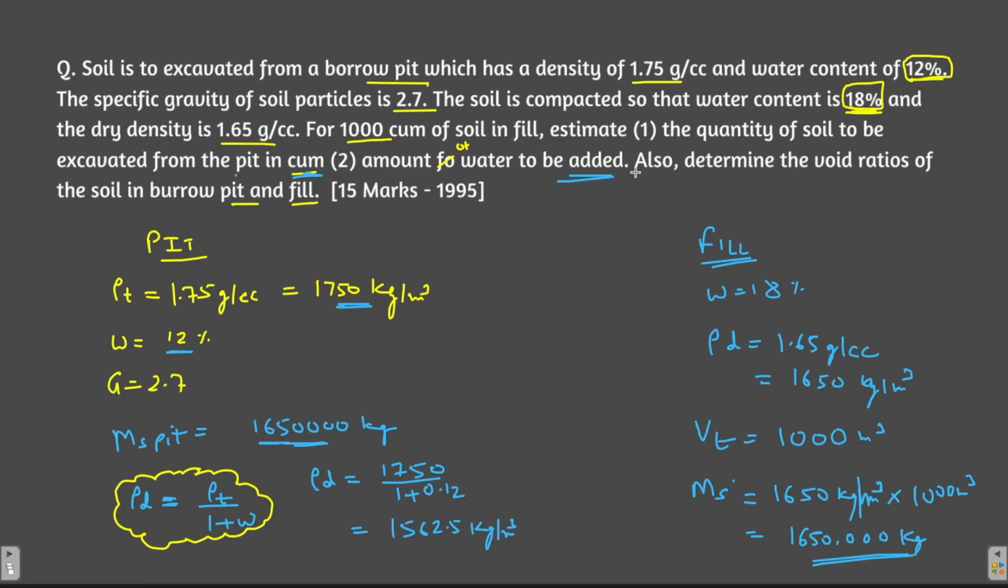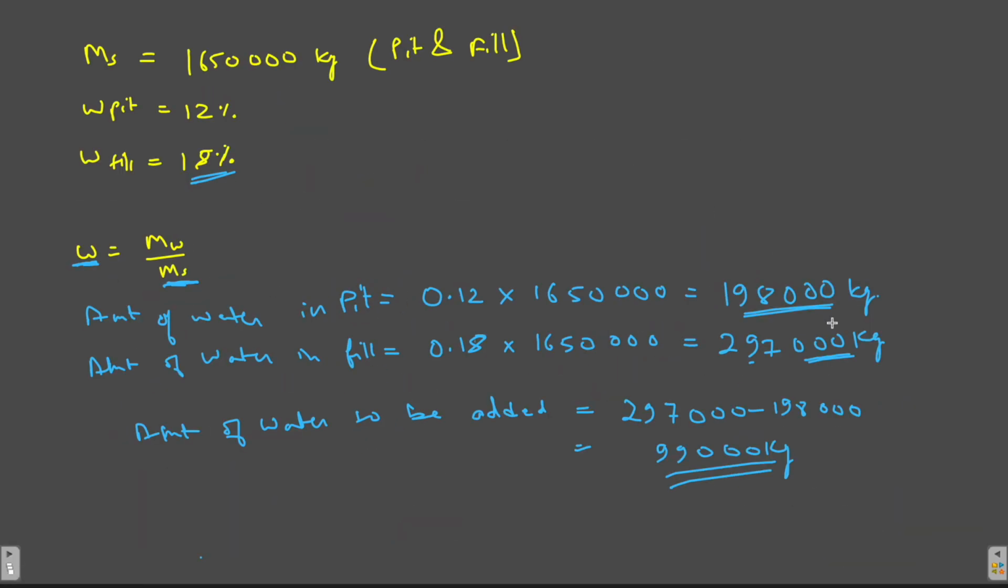So you can write it in kg also, you can convert it into meter cube also. We know that the density of water is 1000 kg per meter cube. Density is mass by volume. So mass we know, and volume we have to find out. If you divide it by density, you will get the volume in meter cube. So it will be 99 meter cube. Just divide it by the density and you will get the answer in meter cube. So this much water you have to add in order to make the fill with water content of 18%.